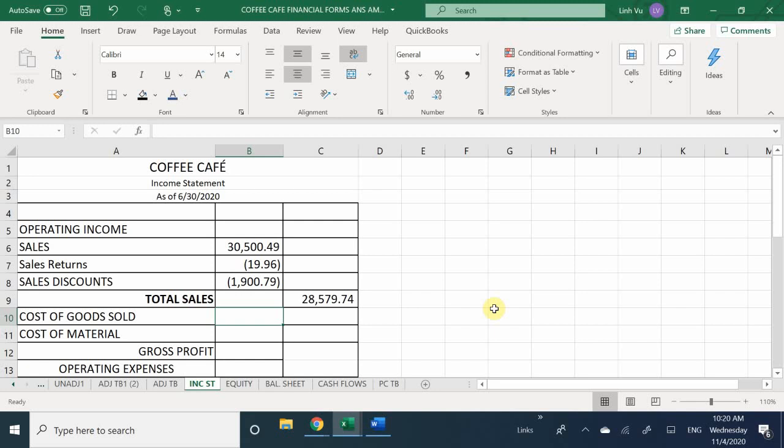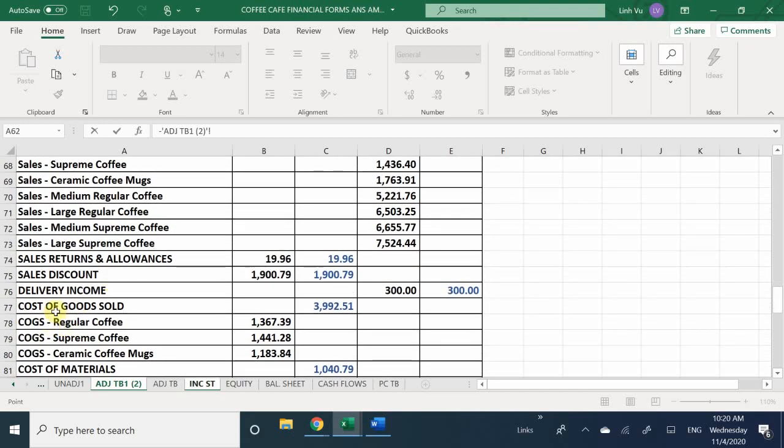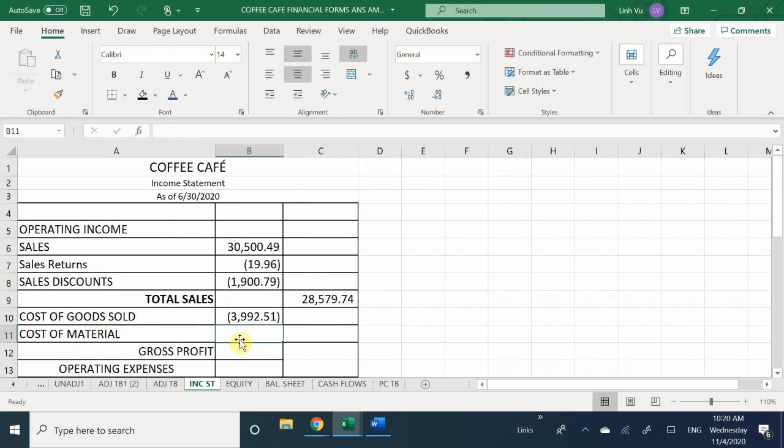So first we subtract out our direct expenses. In this one, I'm also going to do a negative to indicate that that is also going to be a number. So I'm going to go to my adjusted trial balance, and I'm going to locate where my cost of goods sold is. My total cost of goods sold was $3,992.51. That's how much inventory I sold.